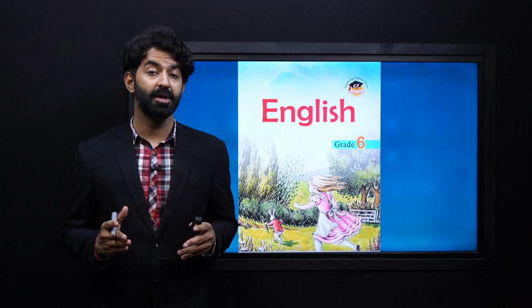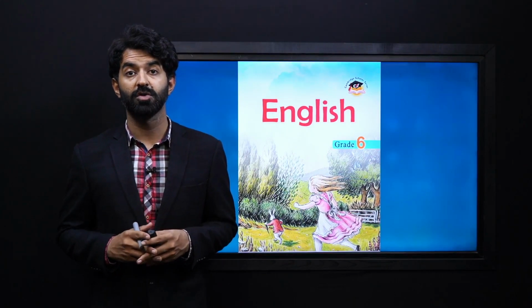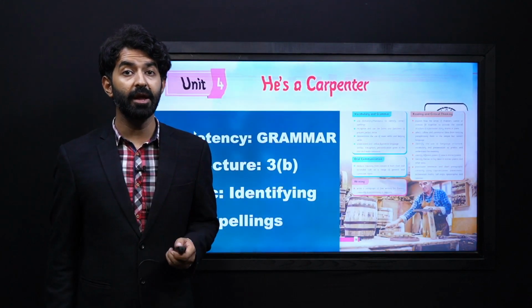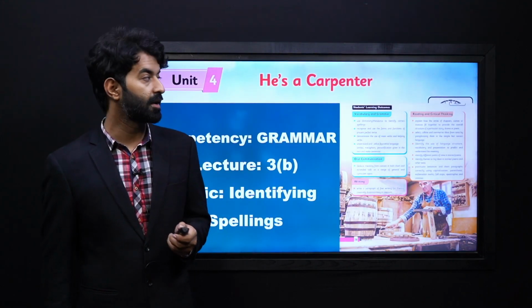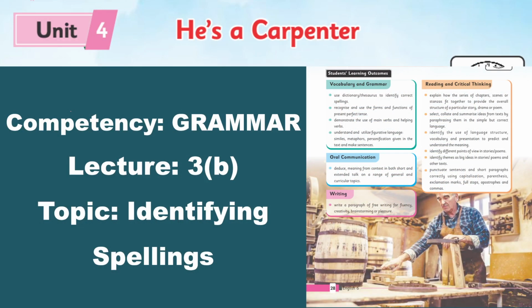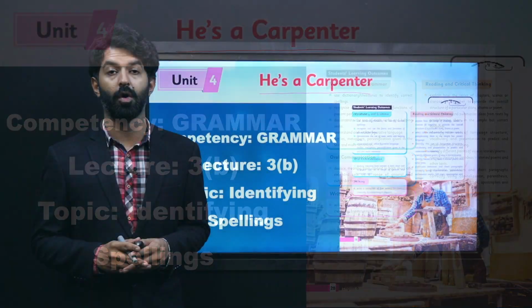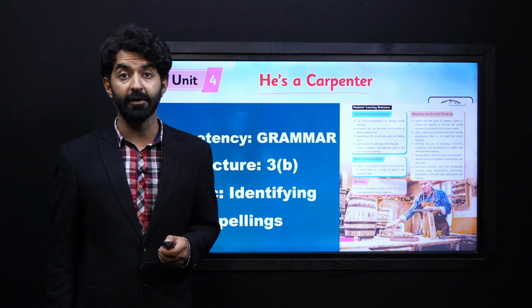I hope you are all ready and set to learn about today's student learning outcome. Now for grade 8 we are on unit 4 currently, and the title is He's a Carpenter. This will be the competency of grammar. It's our lecture number 3B with the competency of identifying spellings.